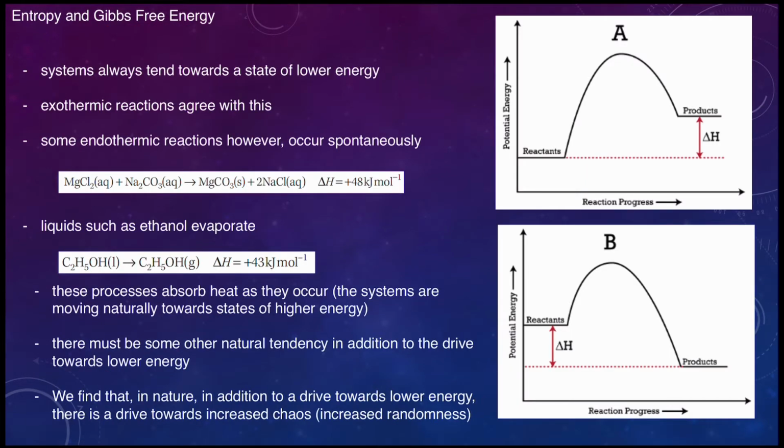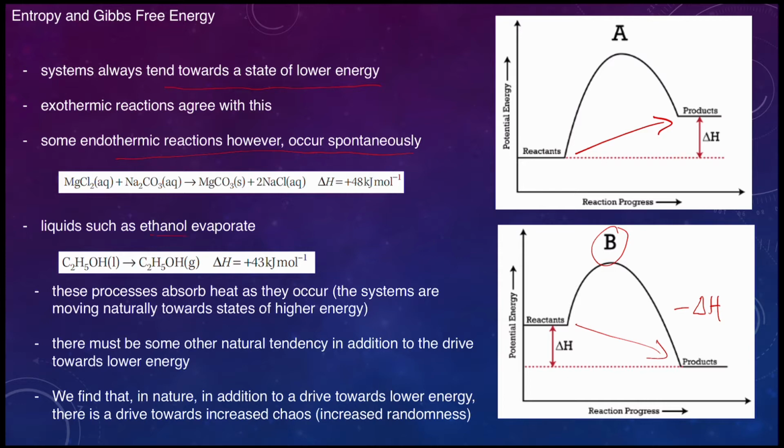Systems always tend towards a state of lower energy. For an exothermic reaction, you can see here in diagram B, we have a system moving towards a state of lower energy. This would obviously be a negative delta H value, being exothermic. But some endothermic reactions occur spontaneously, and you can see here we have actually a move towards a higher state of energy.